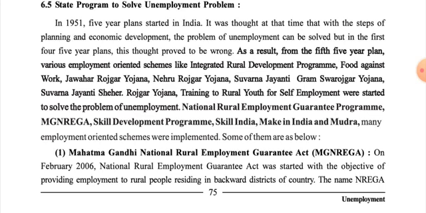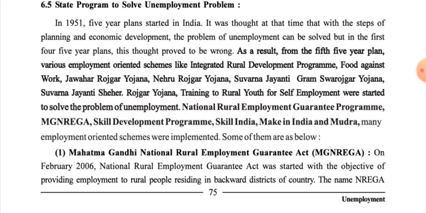So it was thought at that time, during the first 5-year plan, that with the steps of planning and economic development, the problem of unemployment can be solved, because the government was in favor of that. It was their thought that they will reduce the unemployment level with proper steps and proper planning. But in the first 4-5 year plans, a time period of 2 decades, that is 20 years starting from 1951, this thought proved to be wrong. It means after so many efforts, so many allocations of resources, different plans and programs, the government was unable to achieve the rate at which unemployment can be reduced.